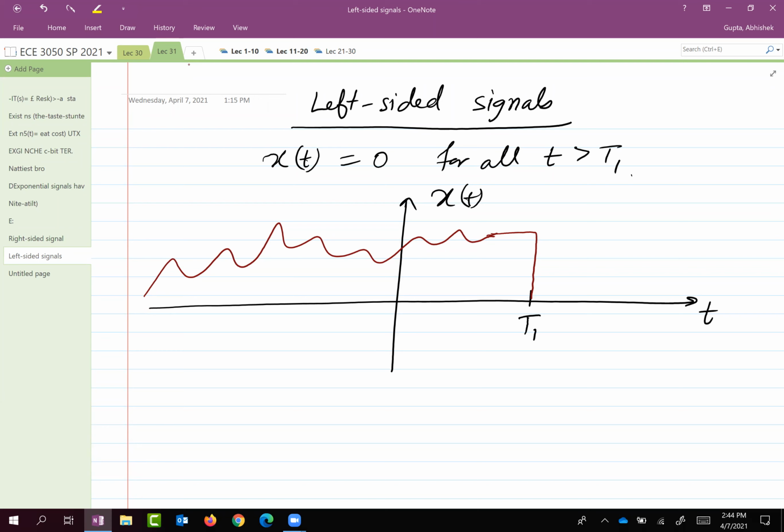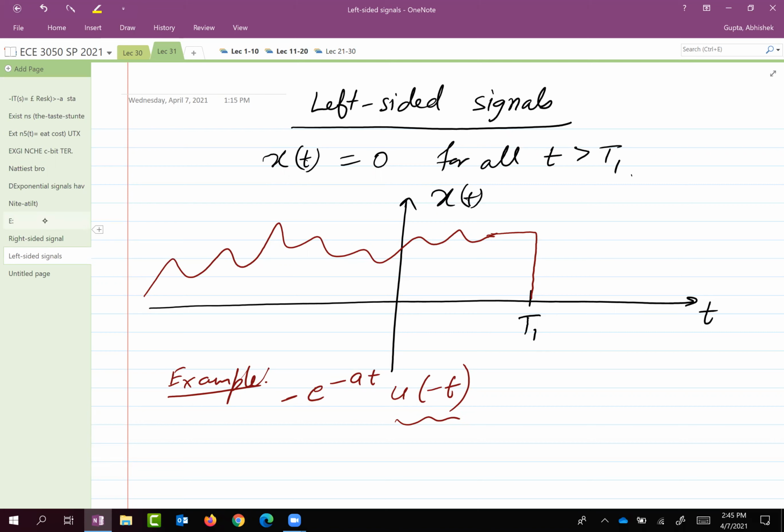So this is a left-sided signal, and the example of a left-sided signal is e raised to negative at u(minus t). Because of this u(minus t) term, the signal is non-zero for all time t less than 0. And then after that, the signal becomes 0. So after t equals 0, the signal becomes 0. That's because of this u(negative t) term in the signal. So these are known as left-sided signals.